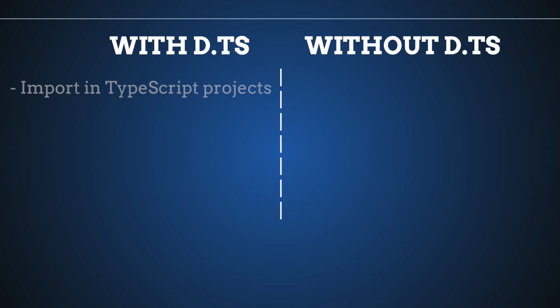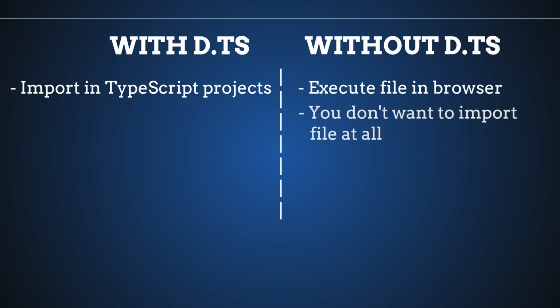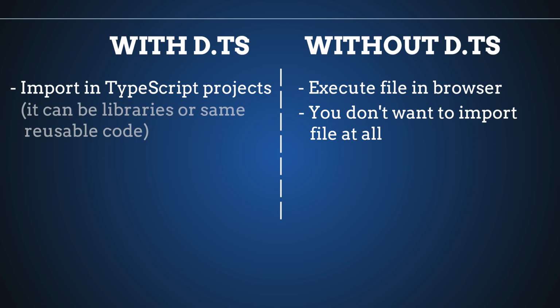So when do we need to generate these d.ts files? If we want to import the code somewhere later inside TypeScript files. If you simply need to execute it in the browser and you don't import it anywhere, it doesn't make any sense to generate d.ts files; you don't need them at all. So mostly we are talking either about libraries or about some reusable code which was built into internal libraries. To sum this up, d.ts files are type declaration files and they have just a single purpose: they contain all type definitions for that specific module.